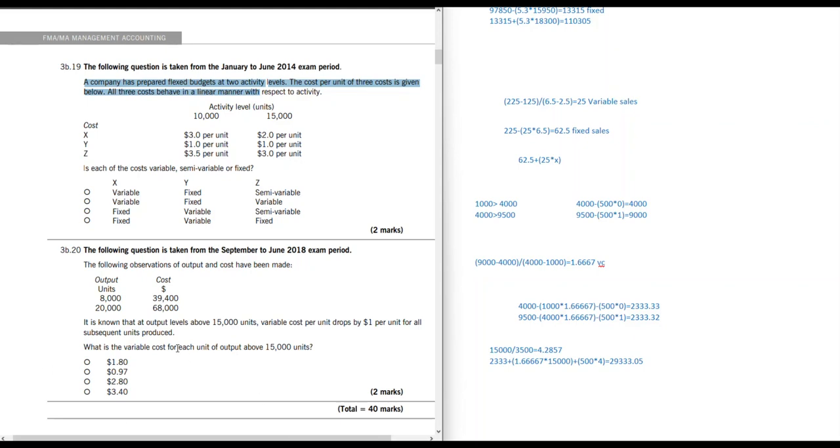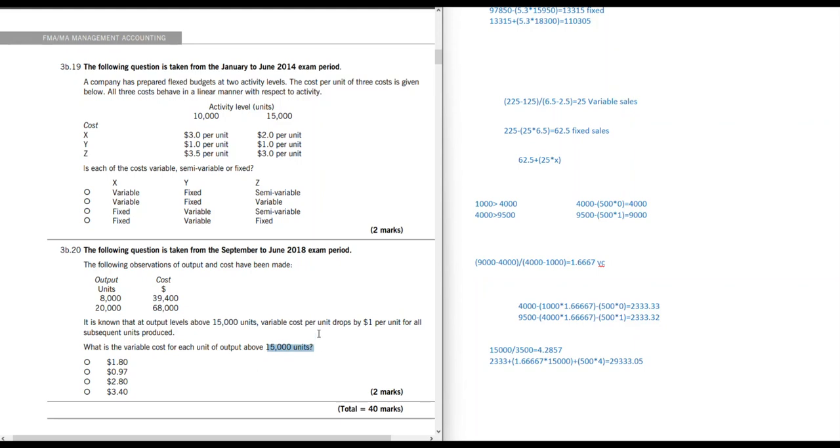Next, what is the variable cost for each unit of output above 15,000 units? The following question is taken from 18. The following observation of output and cost have been made. We have units and cost. It is known that at an output level above 15,000 units, variable cost per unit drops by 1 per unit for all subsequent units produced. What is the variable cost of each unit of output above 15,000 units?